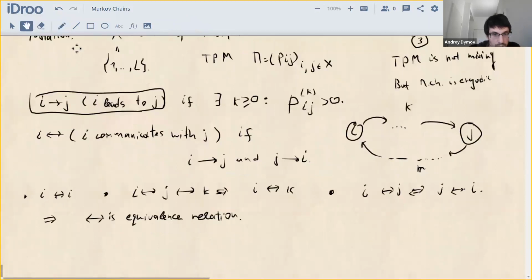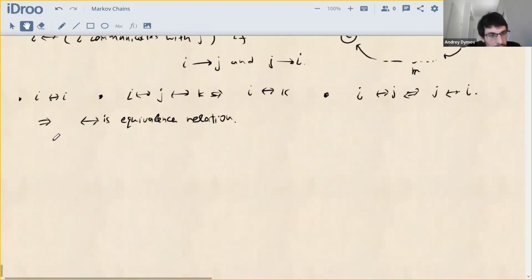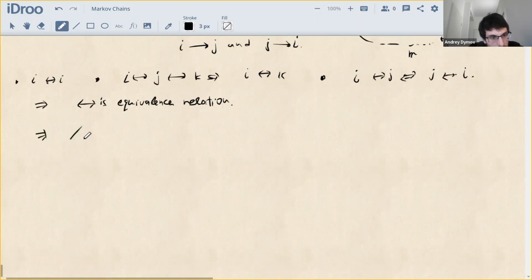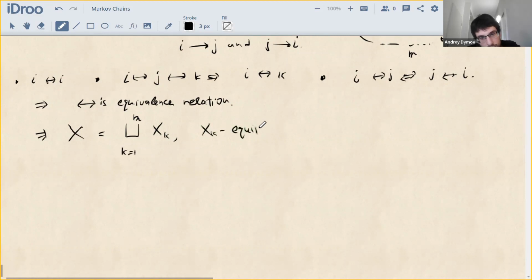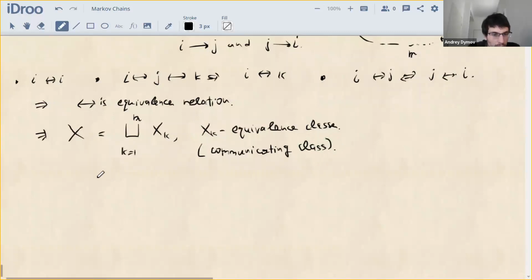Then it means that the set of all states X can be decomposed into a finite number of equivalence classes. This is an equivalence class, and we will call it a communicating class. Let us give an example.